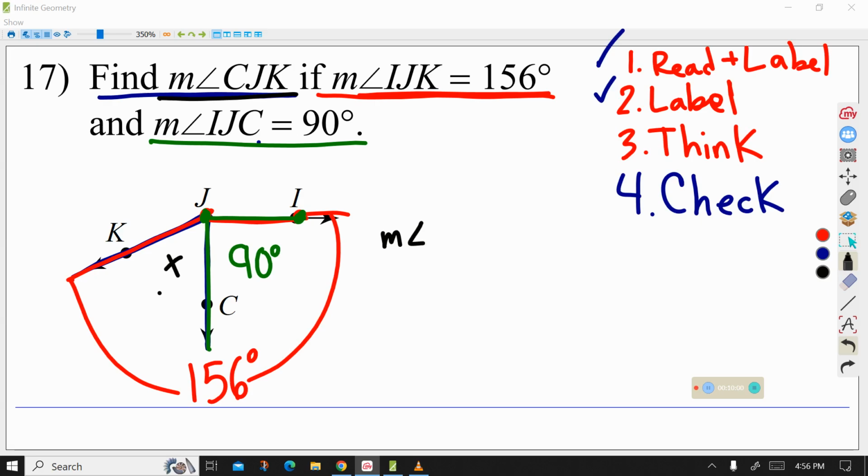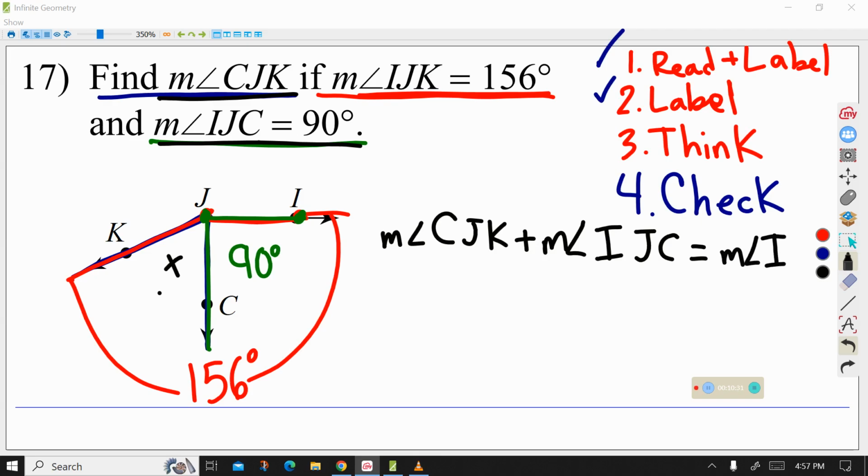This one that's x is called angle CJK. All right? Then we have to add the other piece of the angle, right? And that's going to be CJI, or we can call it IJC is fine if we call it that too, okay? And then we're going to say that that's equal to the whole measure, right? And the whole angle, the big one, was called IJK. So okay, so this is our equation.